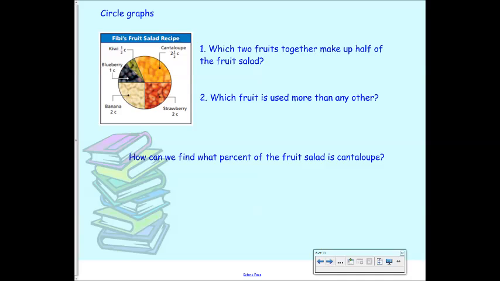Which two fruits together make up half of this fruit salad? Banana and strawberry. Okay, banana and strawberry. Why isn't it like cantaloupe, kiwi, and blueberry? Because cantaloupe is more than a quarter. Good. You have to see whichever adds up to 50. I need the one where two of them add up to 50, right? Do these three add up to 50? Yes, but there's three and it says which two. Good. So it would have to be strawberry, banana.